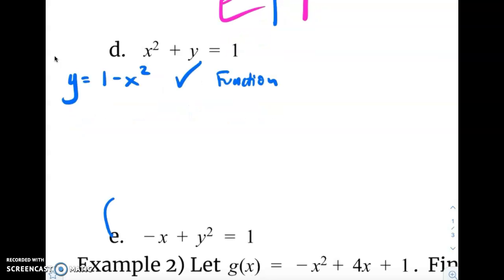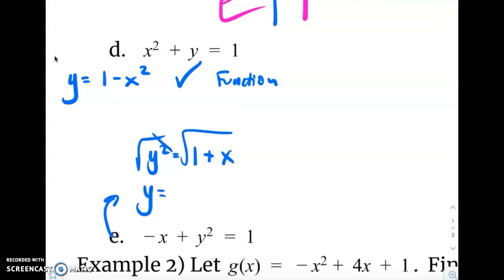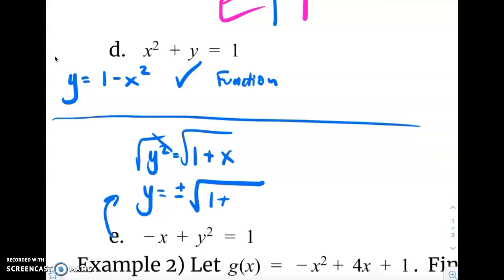Then for part E, I spaced that weird, sorry. Let's solve for y. So I'm going to add x to the other side. I then need to take the square root. And whenever you take a square root, you get plus or minus. And here we see that we get 2 different y values. We get a positive y value and a negative y value. So if I plug in a number for x, I'll get 2 different answers. So this is not a function because I'm getting 2 outputs.